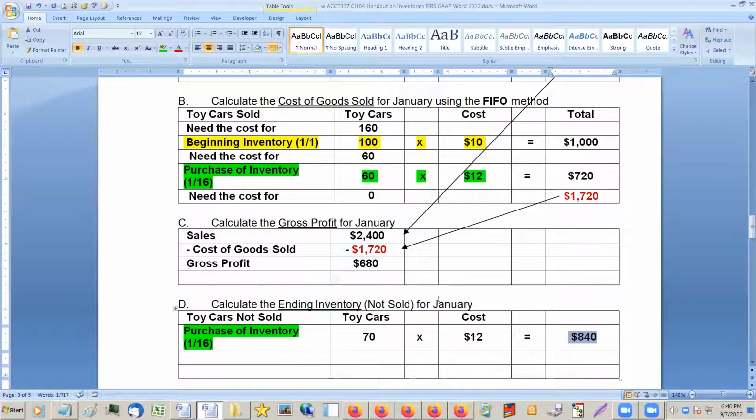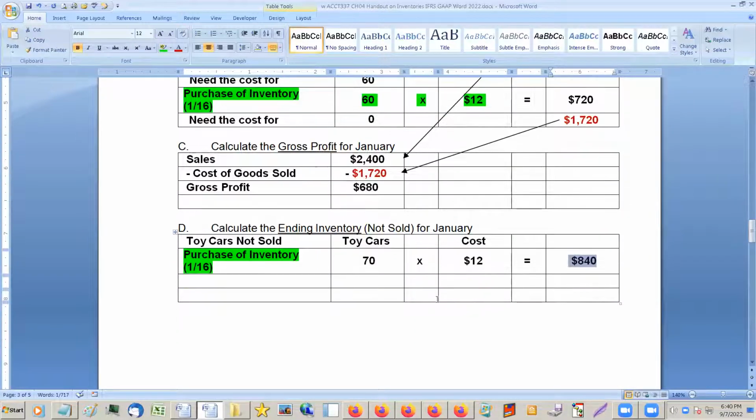And this is FIFO, and this is probably the most realistic, as far as the actual flow of items. So first in, first out, which is really maybe a better way to say it is first in, first sold.